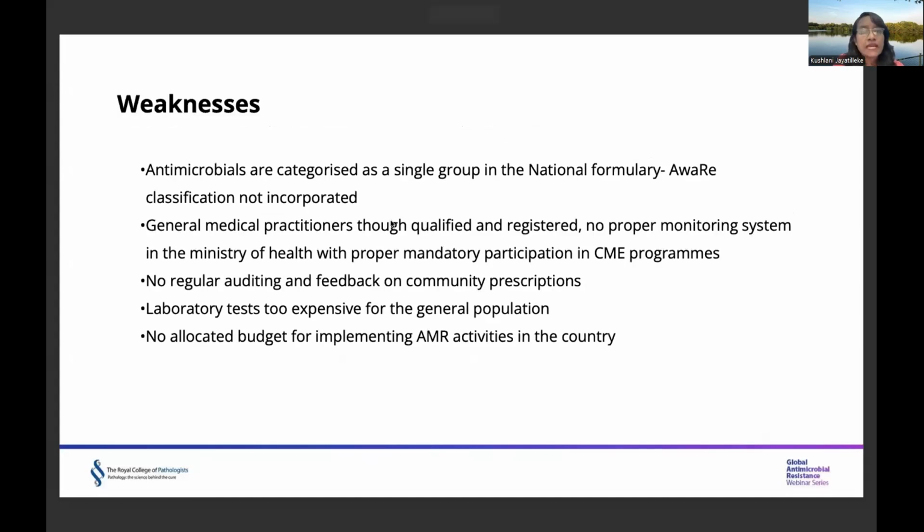And the weaknesses that we have are that antimicrobials are categorized as a single group in the national formulary, and this classification, though we have suggested it, is still not incorporated. And general medical practitioners, though qualified and registered, have no proper monitoring system in the Ministry of Health, with no proper mandatory participation in the CME programs and so on. No regular auditing and feedback on community prescriptions. And the laboratory tests are too expensive for the general population, and there is no allocated budget for implementing AMR activities in the country.